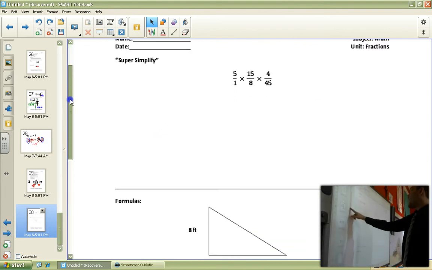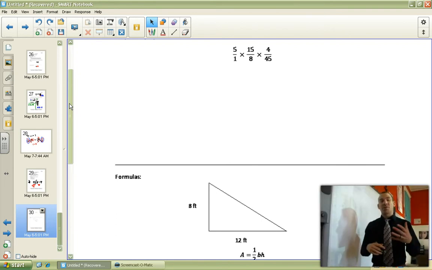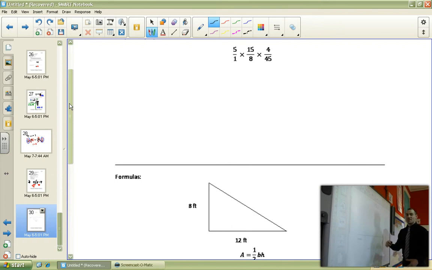Super simplify. Super simplify is when you simplify beforehand. In your multiplication and division, you're going to be able to do this. Because you multiply everything straight across, what you can do in multiplication is move the numerators and denominators around and simplify them first. So the first thing I see is that I know 4 and 8 can simplify with each other really easy. So I'm going to switch over those two, and I'm going to rewrite my problem.